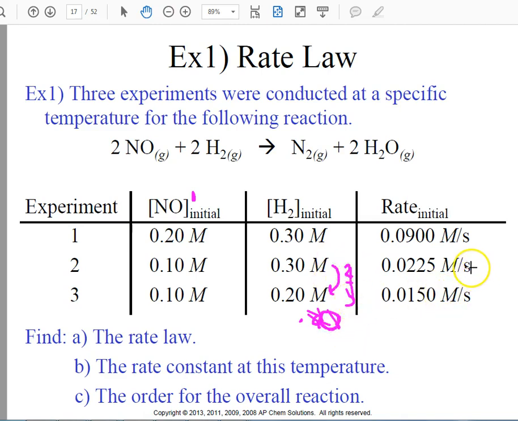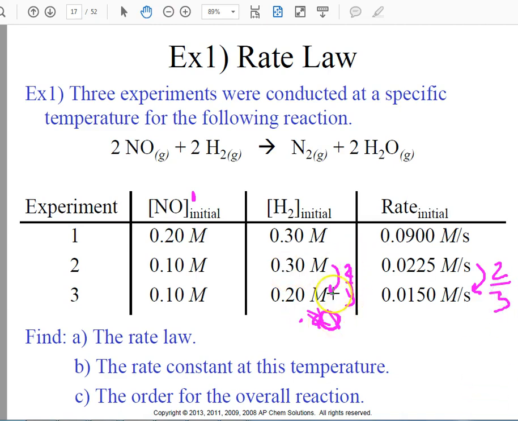All right, then what happened to the rate? Was there no effect? That would be 0 order. Was it a direct effect? Whatever happened to the concentration happened to the rate? Or was it a squared effect? So if we look at this relationship here, 0.15 is also 2/3 of 0.225.